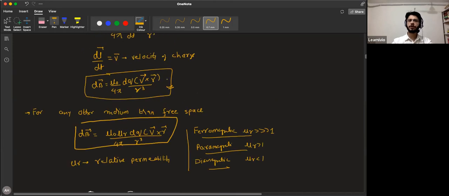We have discussed this thing also: this is the expression in free space. If you take another medium, then instead of mu naught, you will be using mu r. Mu r is the relative permeability. If you have a paramagnetic material, then mu r is just greater than 1. For ferromagnetic, mu r is very, very much greater than 1. If you have a diamagnetic material, then your mu r will be less than 1.